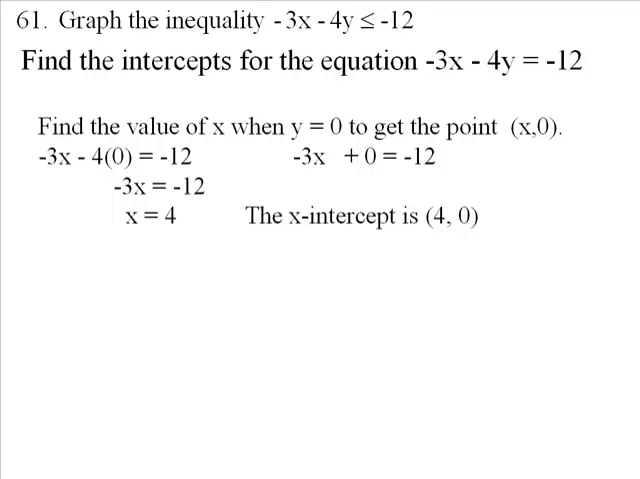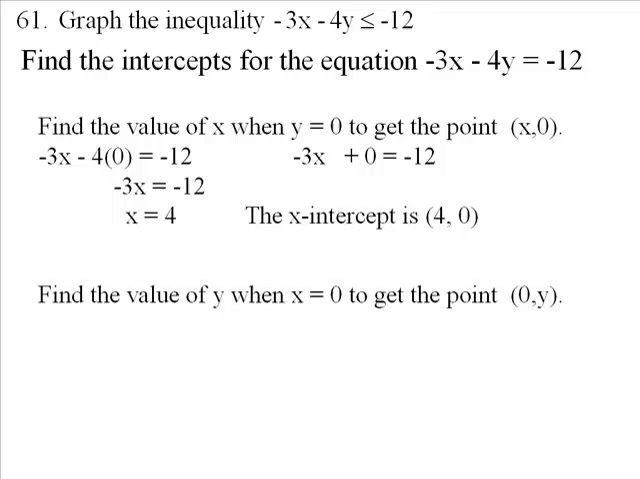That's the x-intercept. Now let's find the y-intercept. That means we're going to let x be 0, and we'll find the value of y. Find the value of y when x equals 0 to get the point 0, y. That will be your y-intercept. That's where it's going to lie on the y-axis. Your line's going to pass through the y-axis at what point? Well, when x is 0, we'll find out what the y-intercept is.